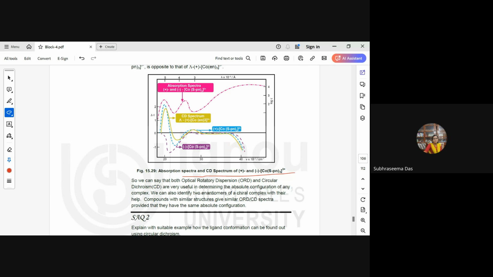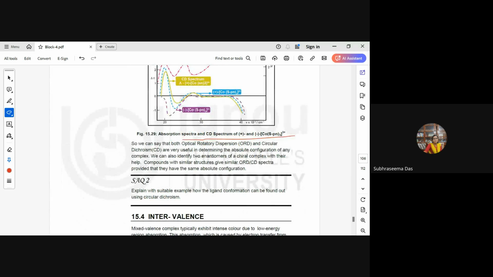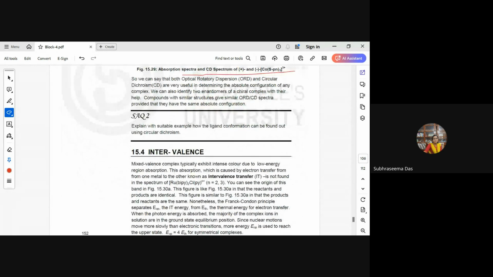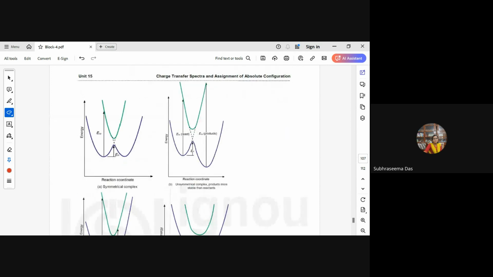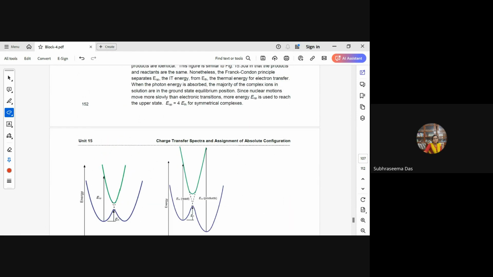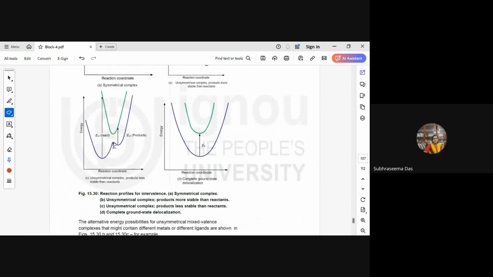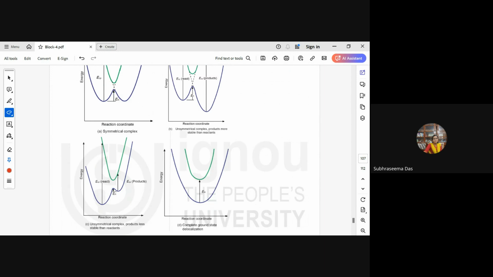So in comparison to ORD spectra, the CD spectra is more widely used for the interpretation of stereochemistry. Then coming to intervalence spectra. The intervalence spectra is caused by electron transfer from one metal to another metal, and it is called IT. If we look into the figure, it applies principles similar to the Franck-Condon principle, and this is how the reaction profile for different intervalence spectra is shown here.